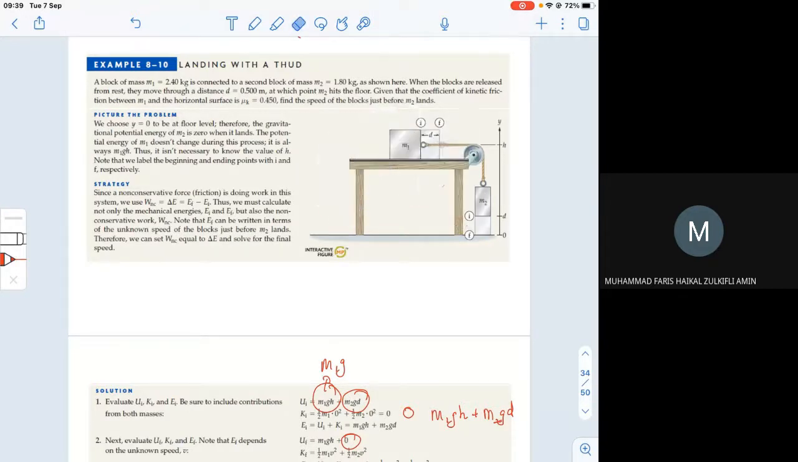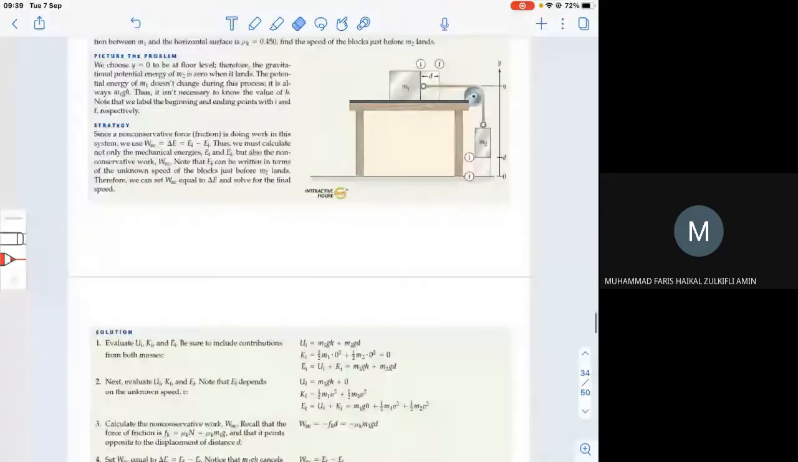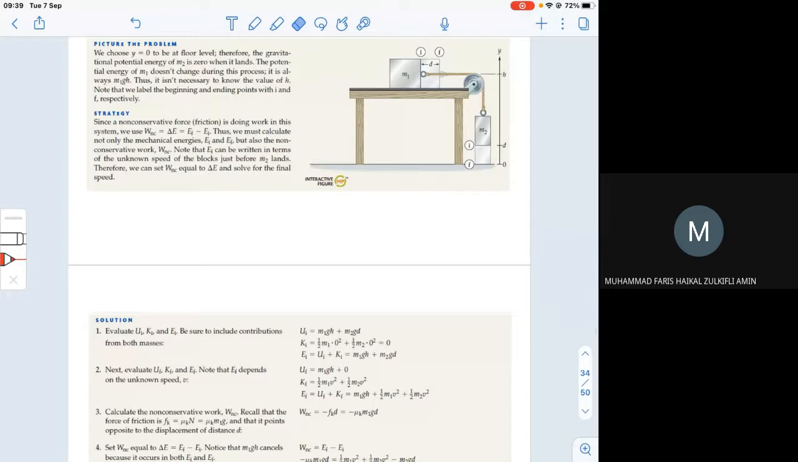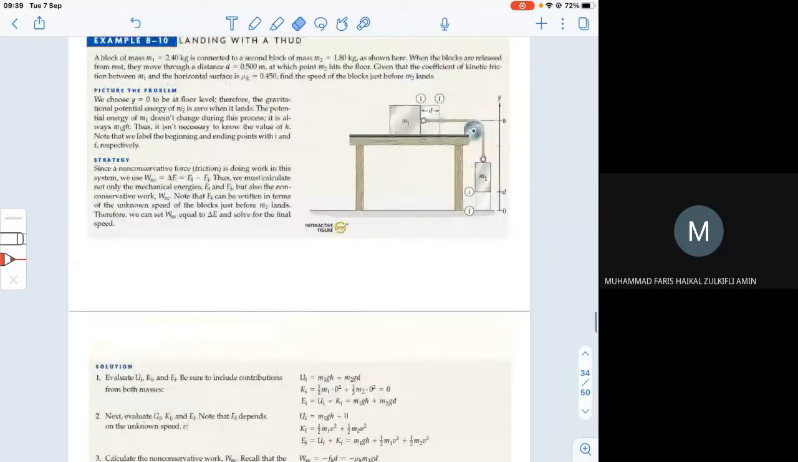Maksud dia nanti kita nak calculate the non-conservative. Tapi dia tak bagi tahu. The question doesn't state directly to calculate the non-conservative work. Okay, but how do we know? So, kita kena calculate separately. Contoh dia. It's already given here. A block of mass M1 2.4, mass M2 1.8. Okay, separately I show you. When the blocks are released from rest, they move through a distance D equals 0.5.